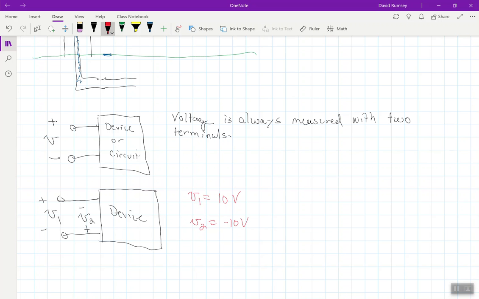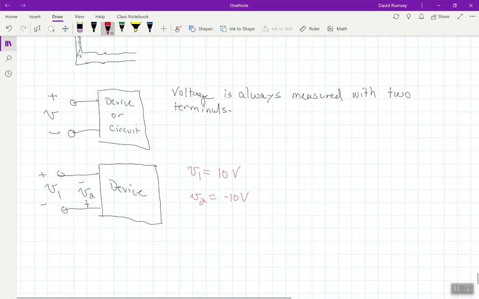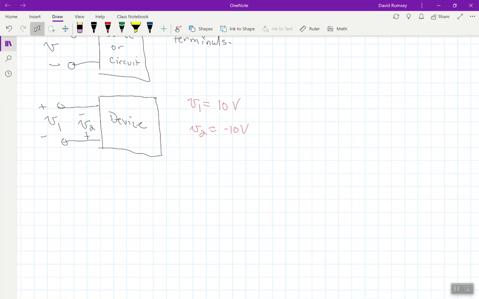Now, the other thing that is useful to remember is that when we look at these here, because we're also going to have current now that we have to think about.